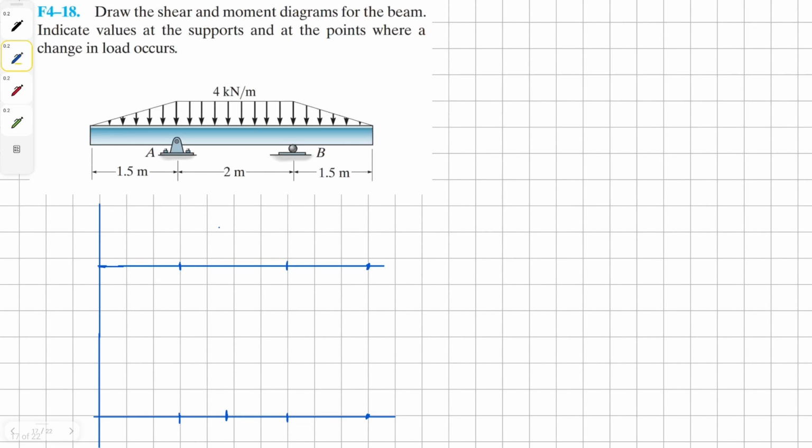Draw the shear and moment diagrams for the beam. Indicate values at the supports and at the points where a change in load occurs. To begin, first of all, let's convert our distributed loads into point loads.